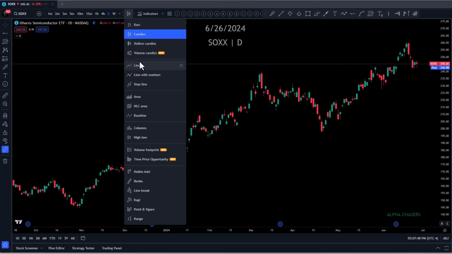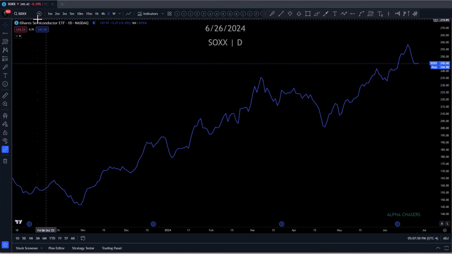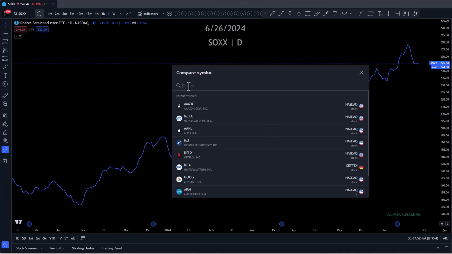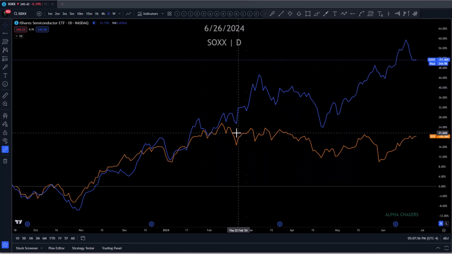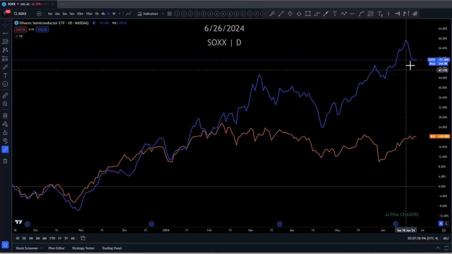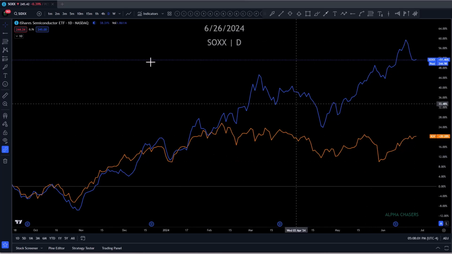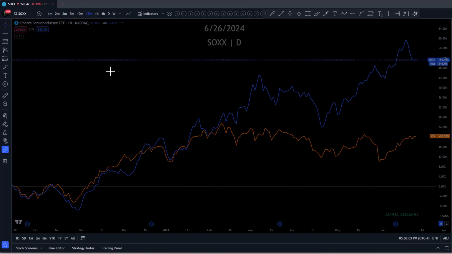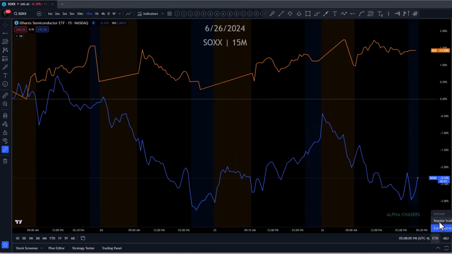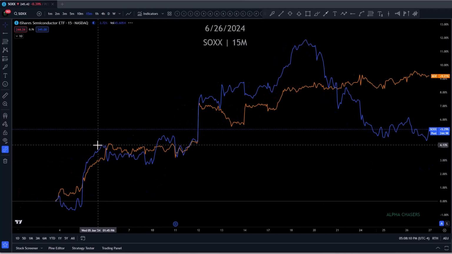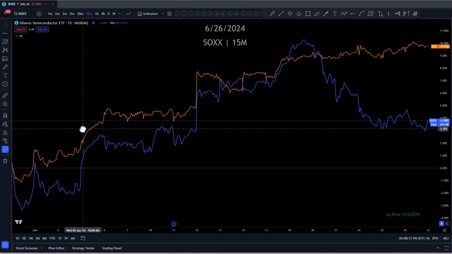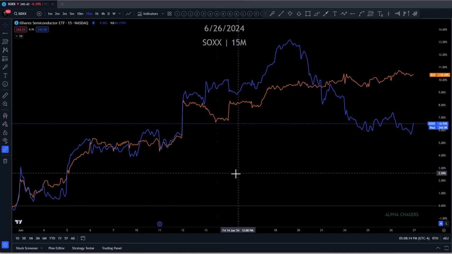Now, if we take semis and we turn them into just a very simple bar chart, and then we overlay them with IGV, which they usually follow together, and we've gone over this again, but look at what's going on right now. The SOX is coming down, IGV is going higher. If we drill into this on a 15-minute, we get rid of the pre and the post. I'm not going to have time to edit this because in between this, I actually have some conference calls I have to get on, and I actually am trading in between this, so unedited it is.